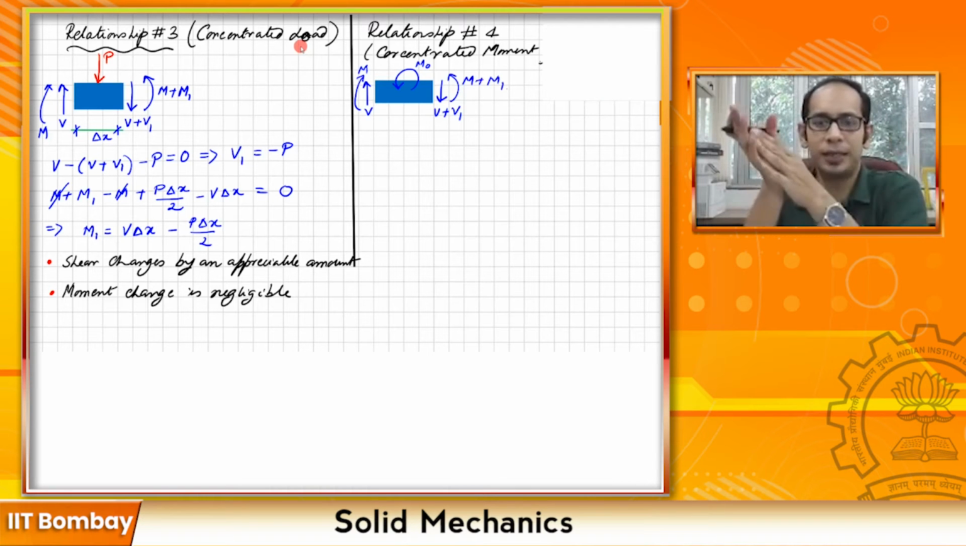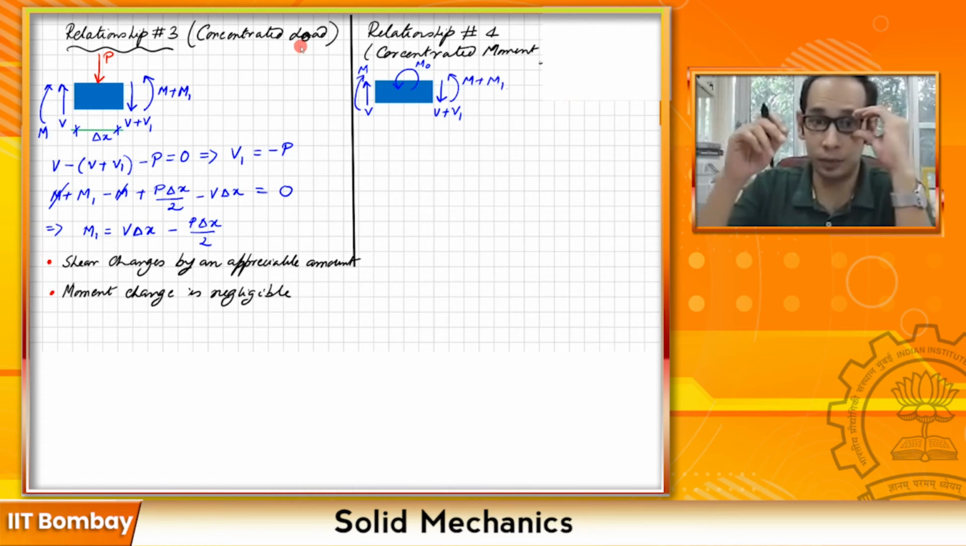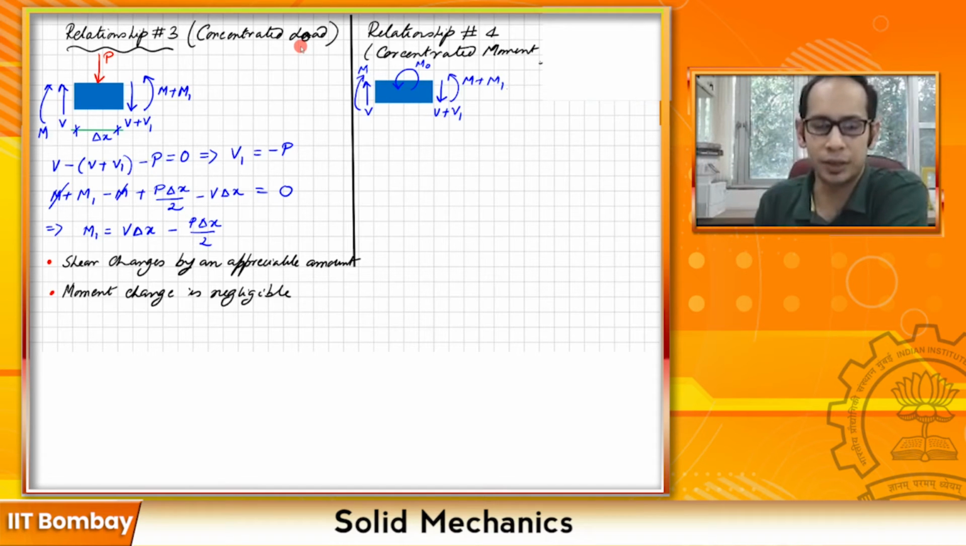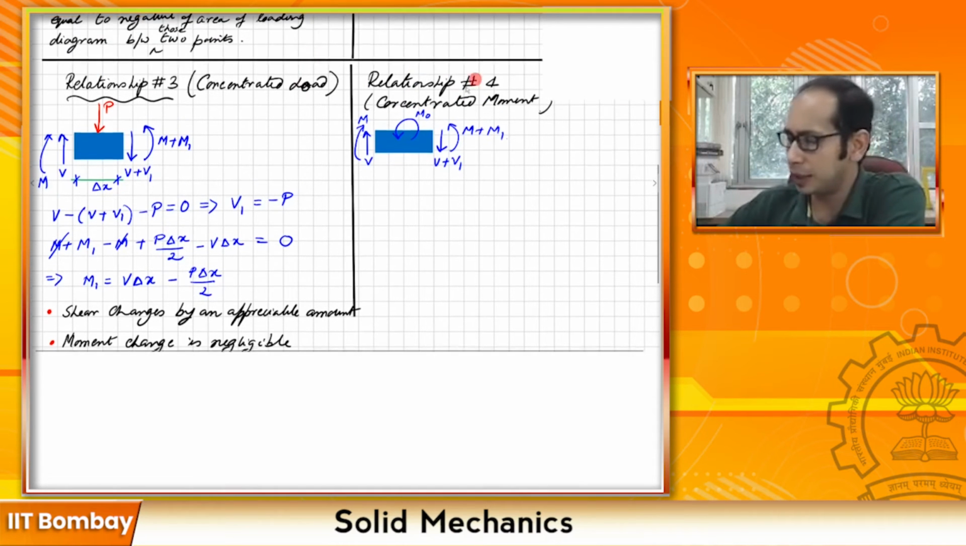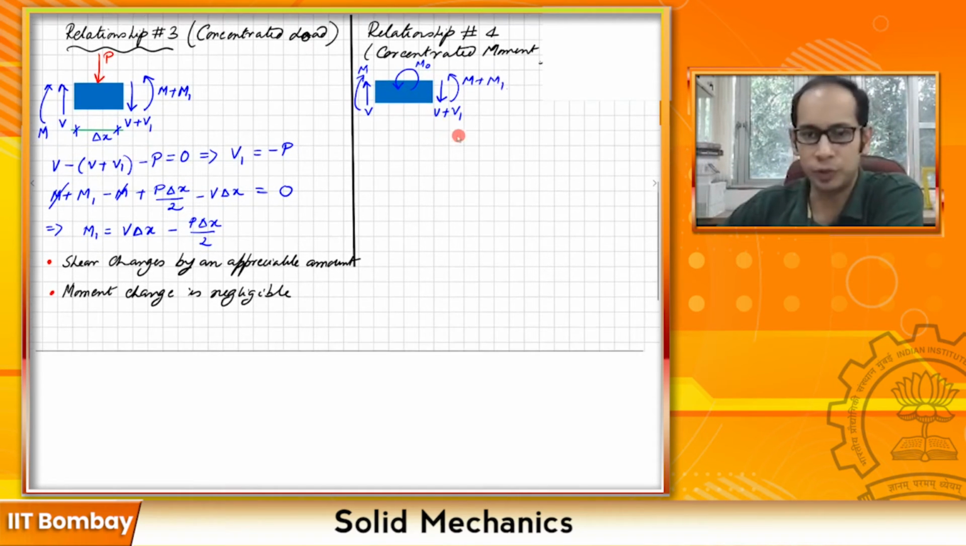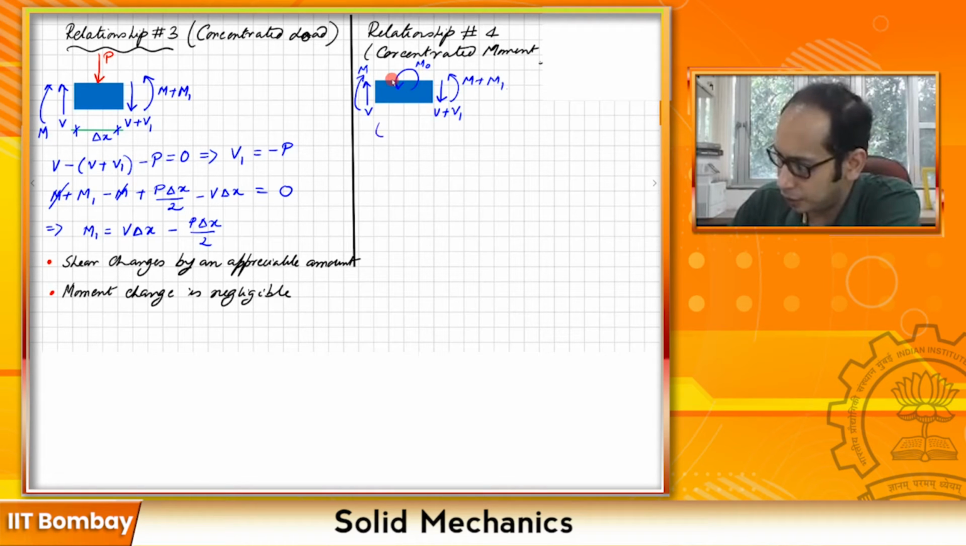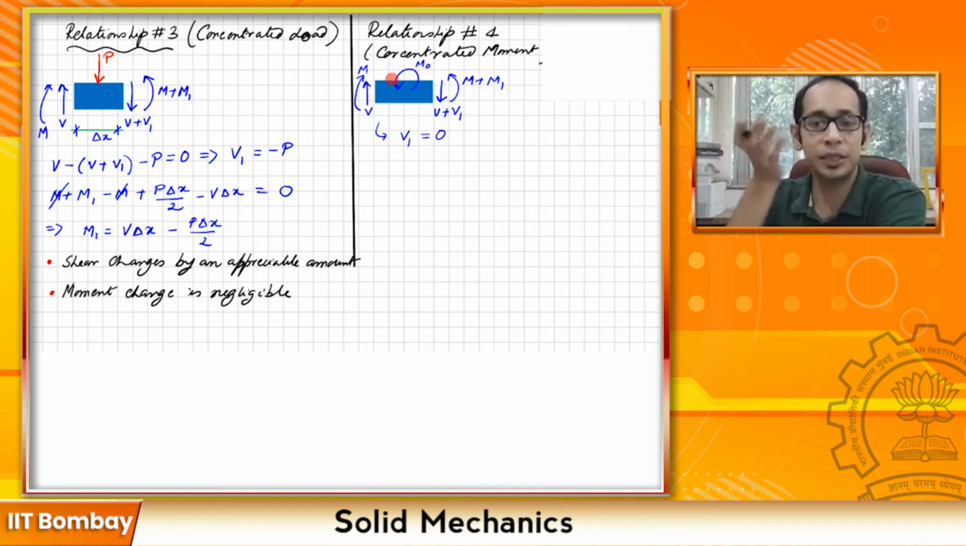Now, if you balance the forces in the vertical direction, or essentially the shears, you can quickly tell that your V1 goes to 0 over here, because there is no point load over here, and this V and this V cancel. So your V1 is essentially 0. That means that the shear has no change, absolutely no change at all.